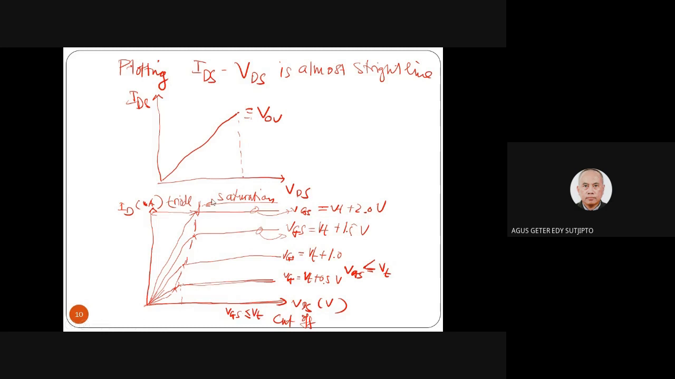So this is in the triode mode. In the triode mode, we have VDS less than or equal to VGS minus VT. But for saturation, VDS is greater than or equal to VGS minus VT. So this is the saturation mode.